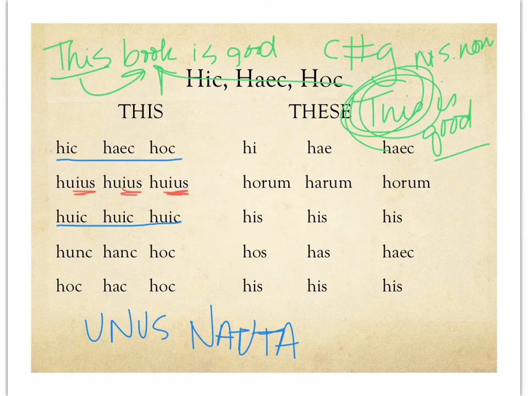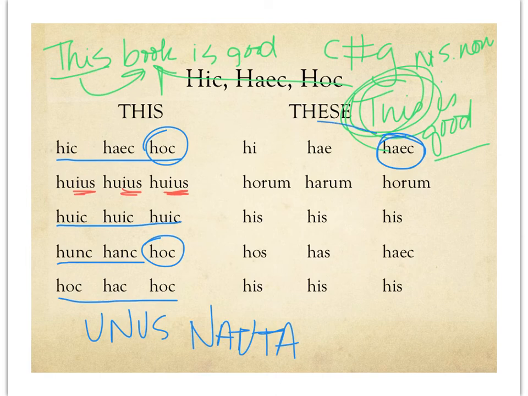And then we have this additional weird form, hunc, hanc, hoc. But you can see hoc is the same as this because they're always the same. And then hoc, hac, hoc. But if we go to the plural, it becomes a little more regular. So we have hi, hae, haec. We have to be careful with this one, especially because it is the same as this one. Horum, harum, horum, his, his, his, hos, has, haec, and his.